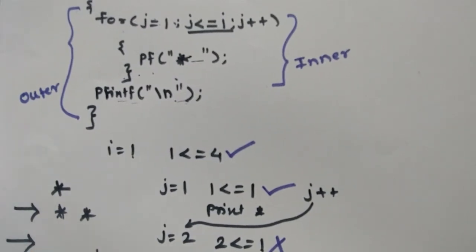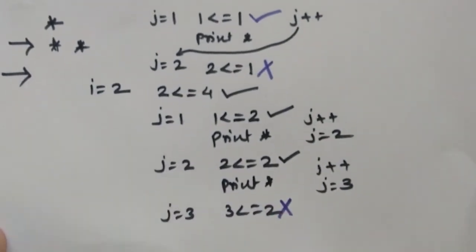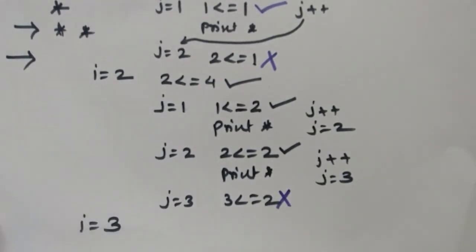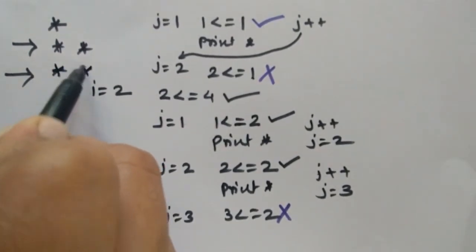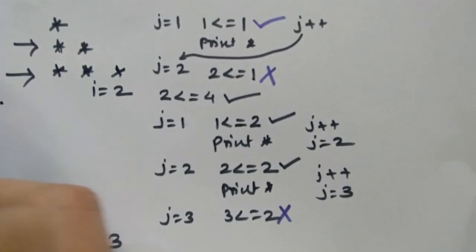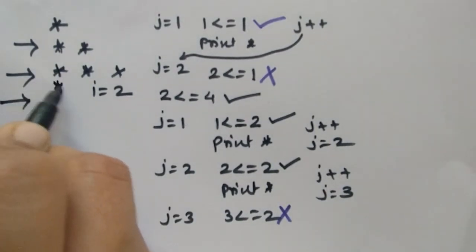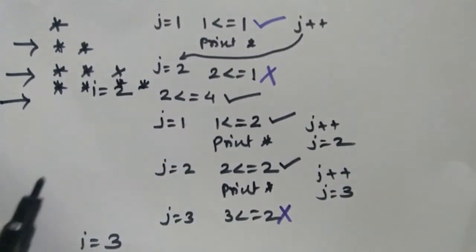Then again go to the loop. Now I value is 3. So again check for I equals to 3. In the same way we need to execute for 3 also. So you will get 3 stars, 1, 2, 3. And again the control goes to the next line. So you will get 4 stars. Here is 1 star and here are 4 stars. So in this way.